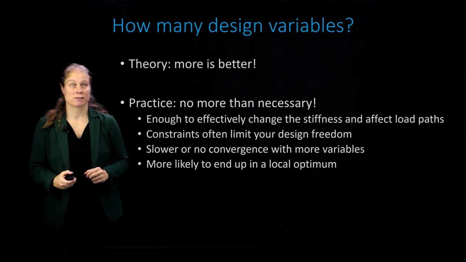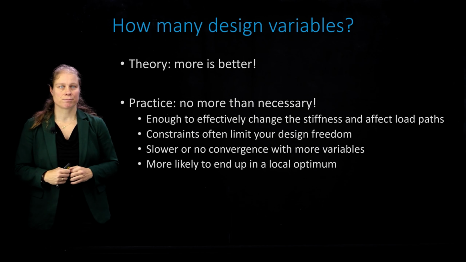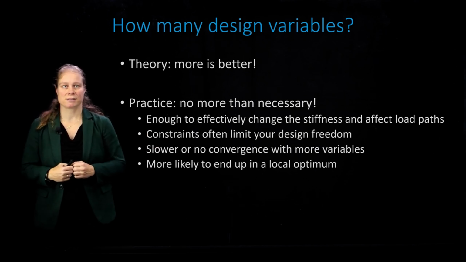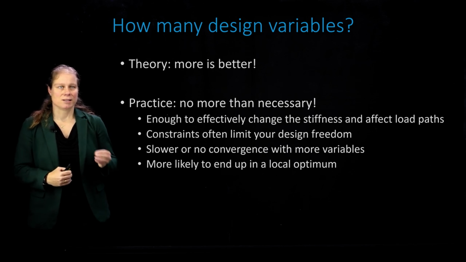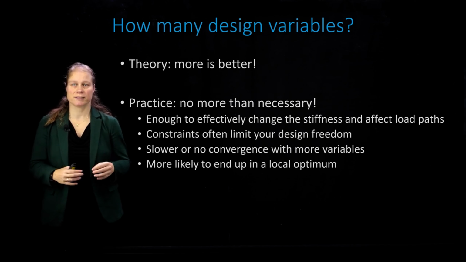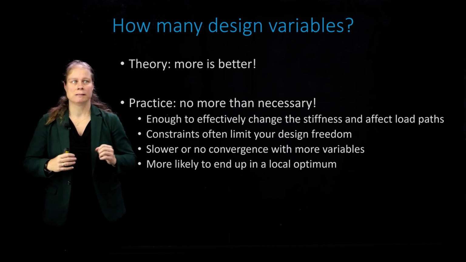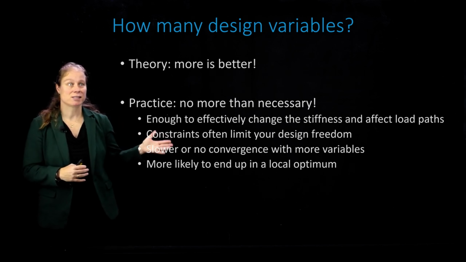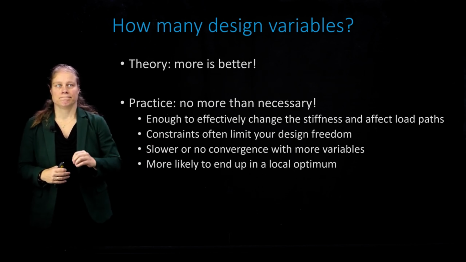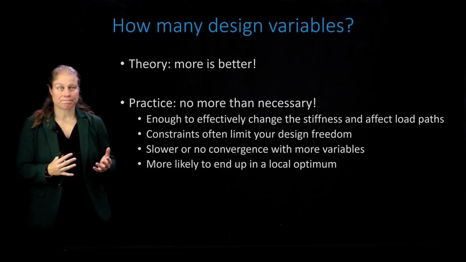And here are some of the ones that I have encountered, not just in this problem, but also in other optimization problems that I've run, optimizing composites, optimizing shapes of airplanes, etc. In general, you want to have enough freedom, so enough variables, to effectively change your structure or your shape or whatever you're optimizing, right? In this case, I want to effectively change the stiffness and affect my load paths. But not too many. And I'll come back to why not too many.